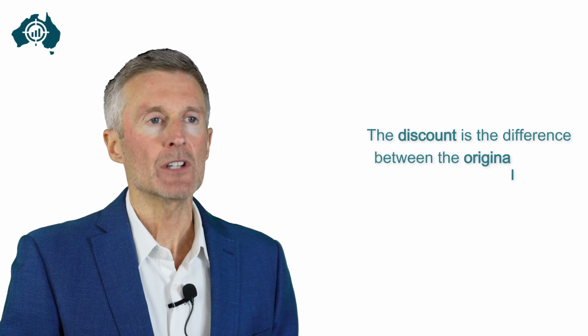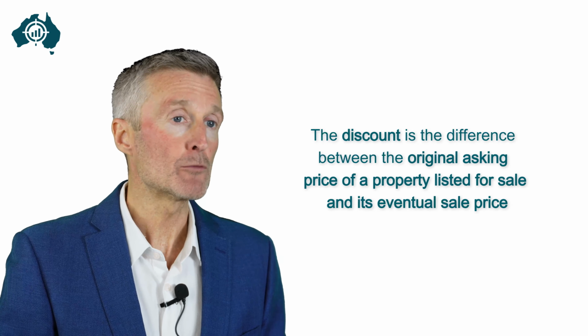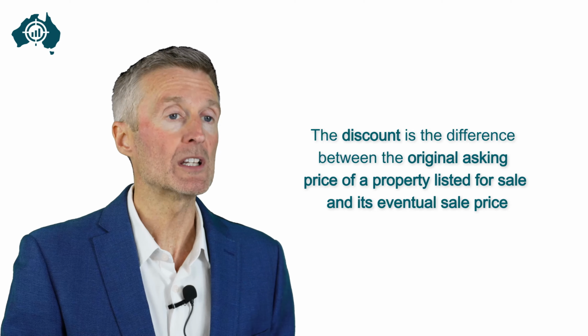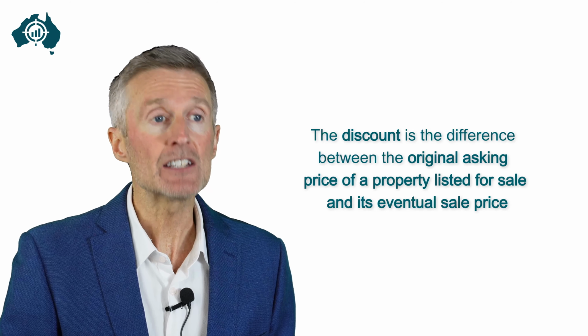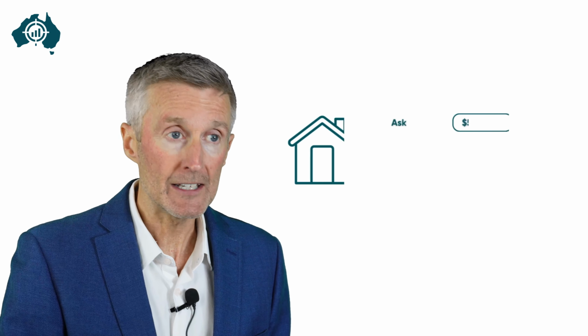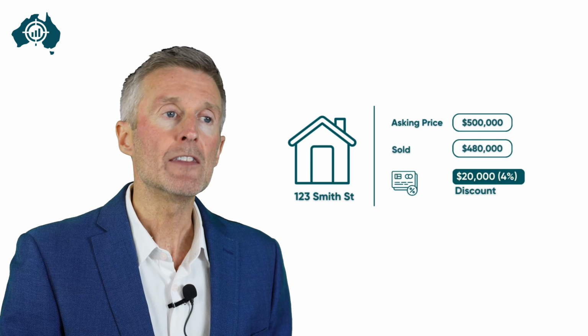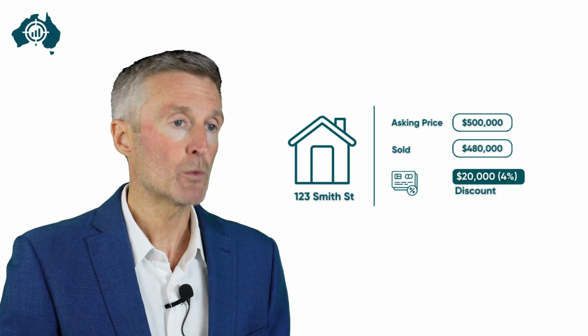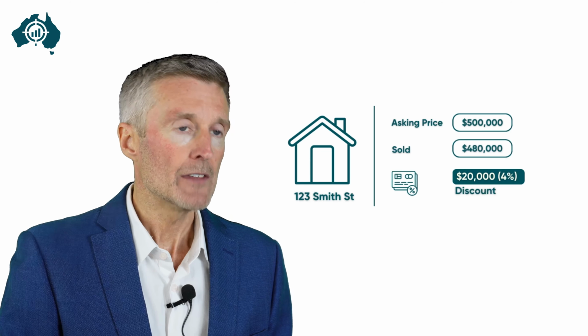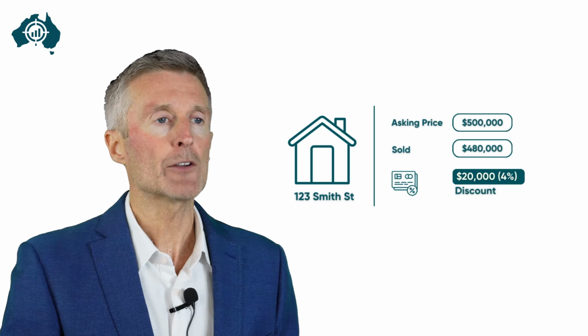The discount is the difference between the original asking price of a property listed for sale and its eventual sale price. For example, if a seller has their property advertised for sale at $500,000 and then the buyer eventually pays $480,000 for that property, then the vendor discount was $20,000. The discount represents how negotiable sellers are on price.